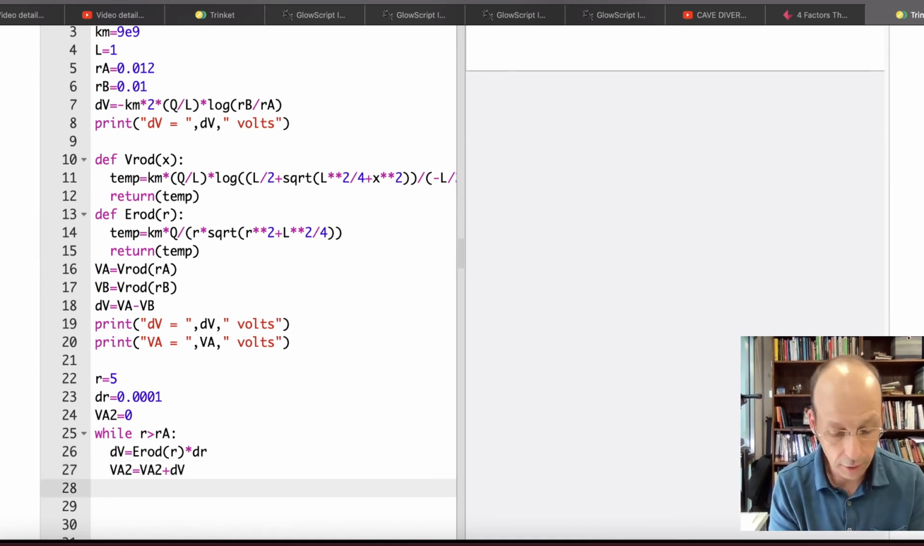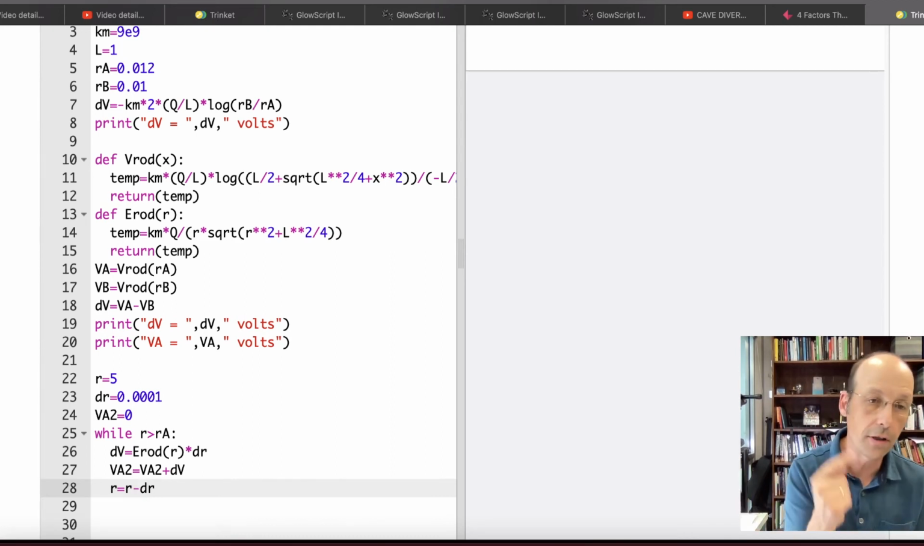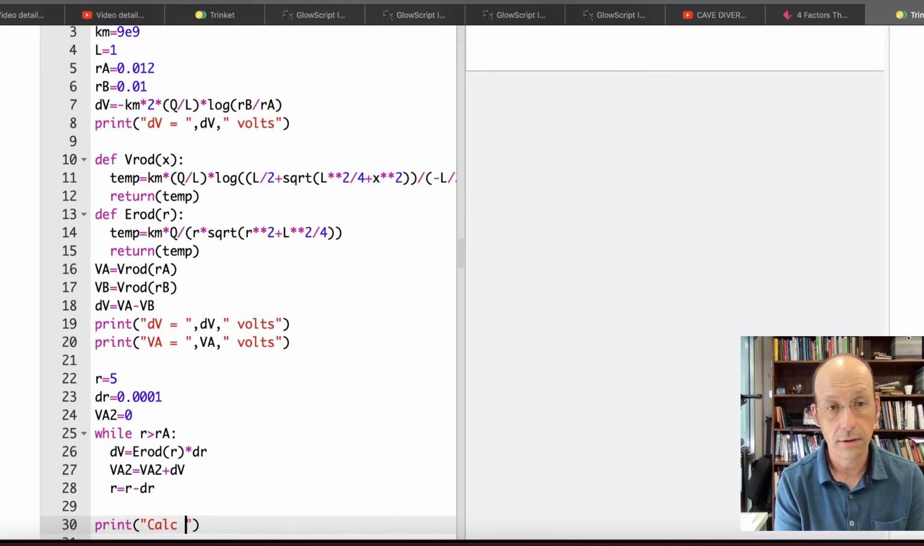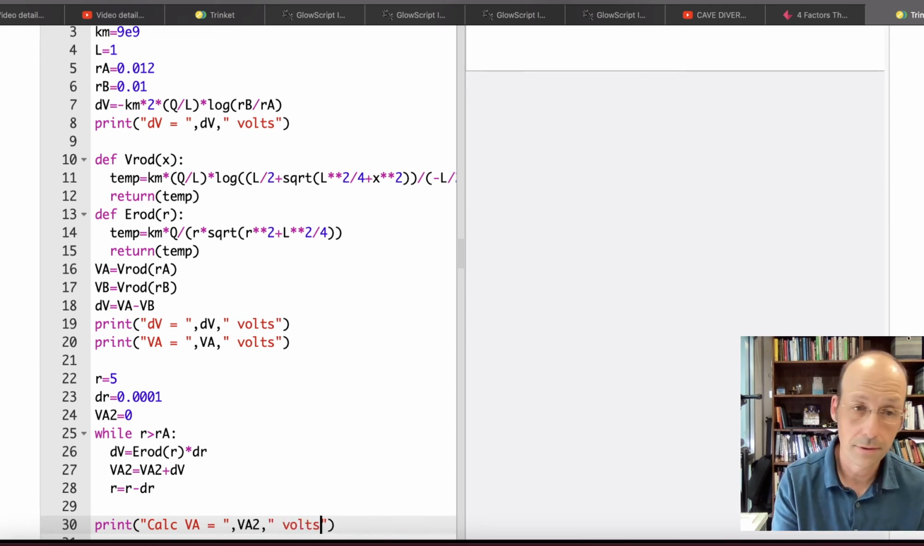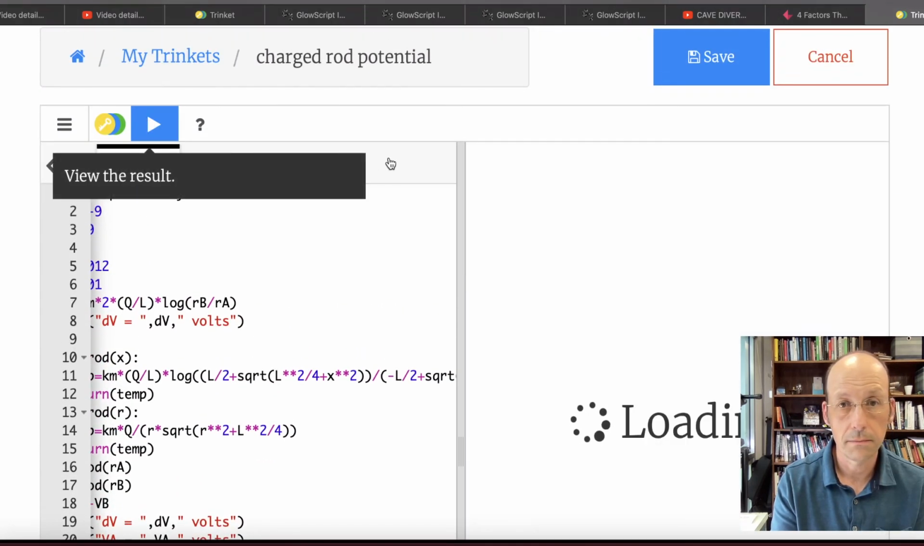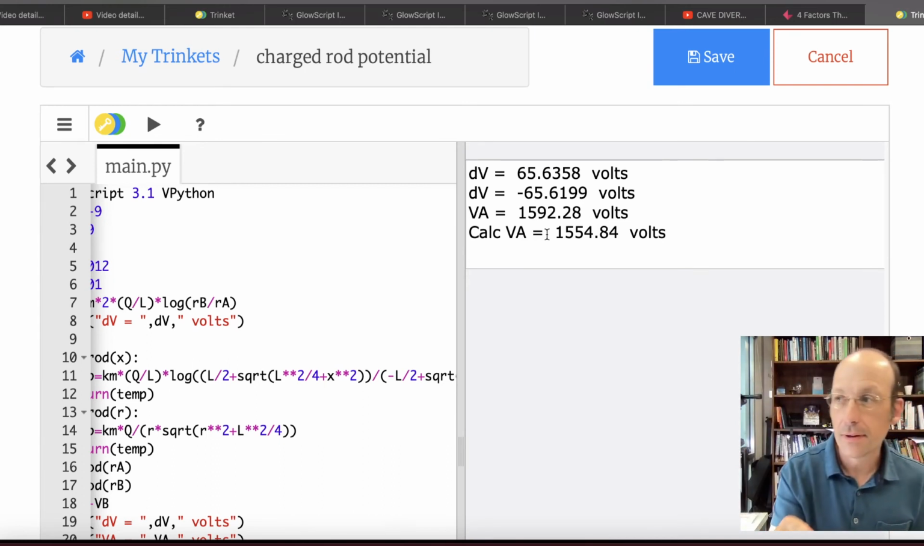Now I need to move R. So R equals R minus dr because I'm moving closer in. And I think that's it. So then I can say print calc VA equals, and this is going to be VA2 volts. Do you think this is going to work? I think it's going to work. Okay, let's see. Boom, boom, boom. It worked.